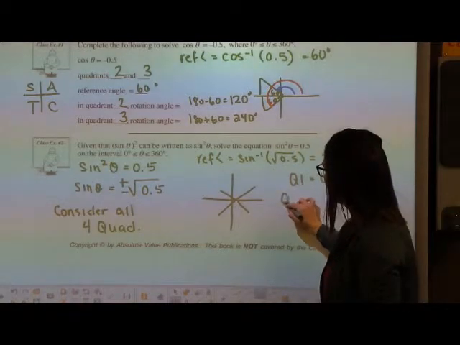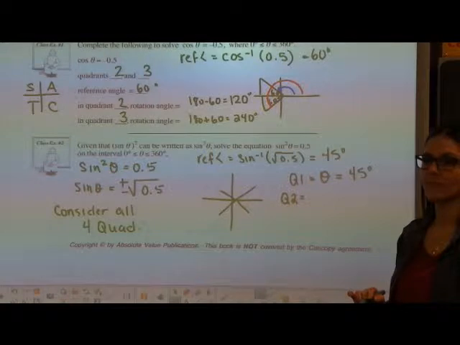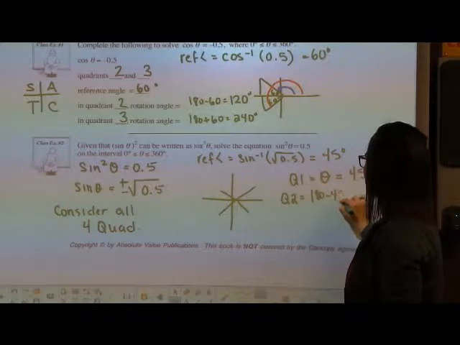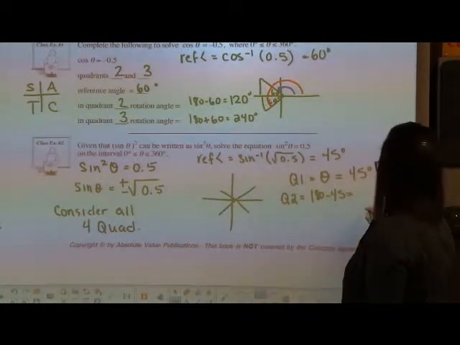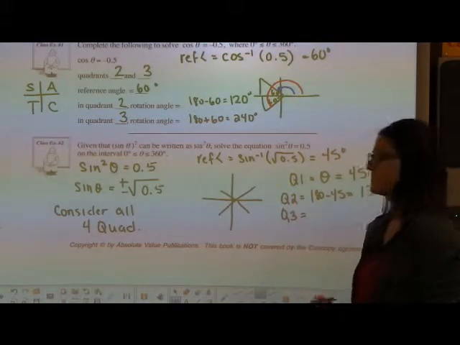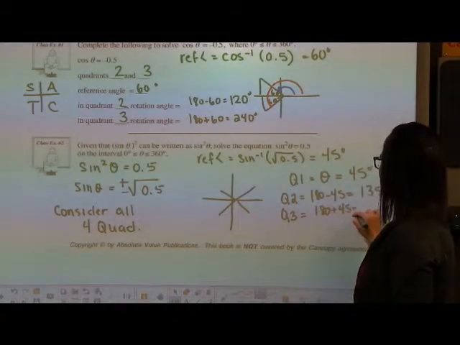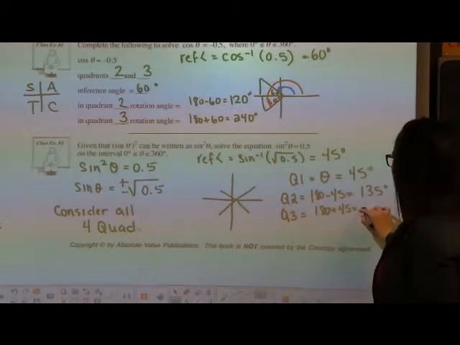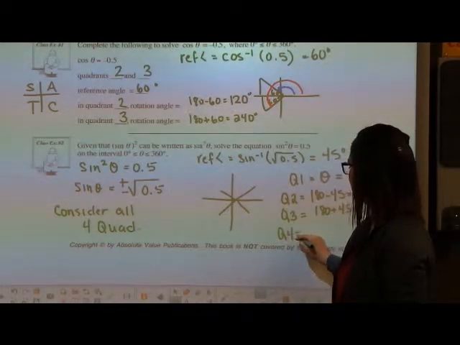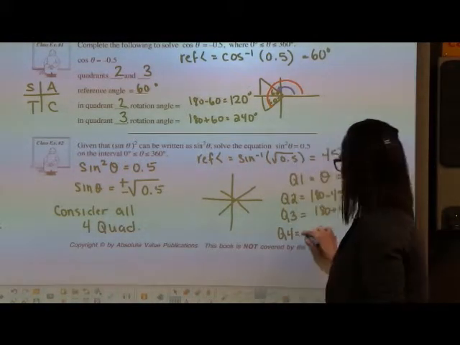What would that rotational angle be in quadrant 2? 180 minus 45 degrees, which equals 135 degrees. And what about quadrant 3? 180 plus 45 degrees, which equals 225. And in quadrant 4? 360 minus 45 degrees, which equals?